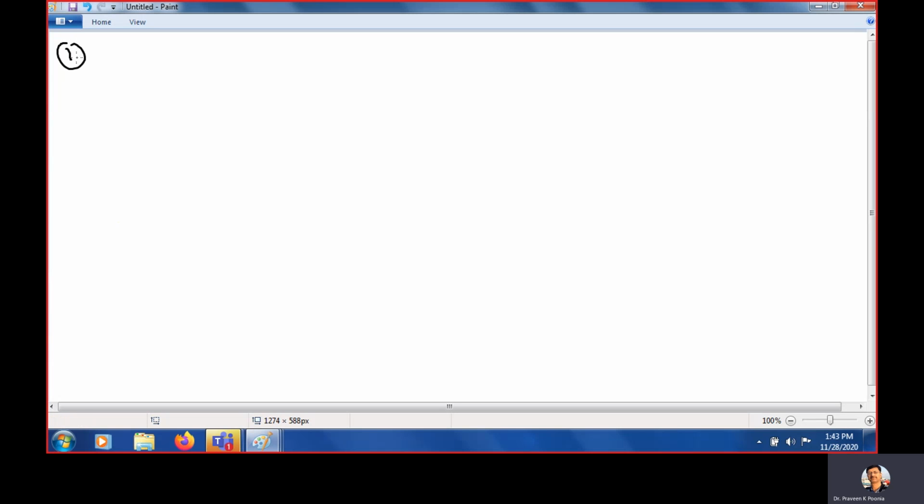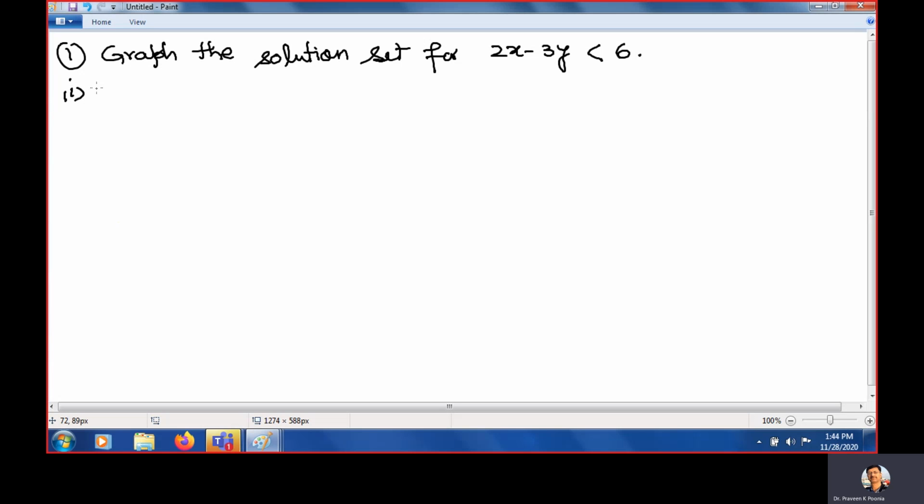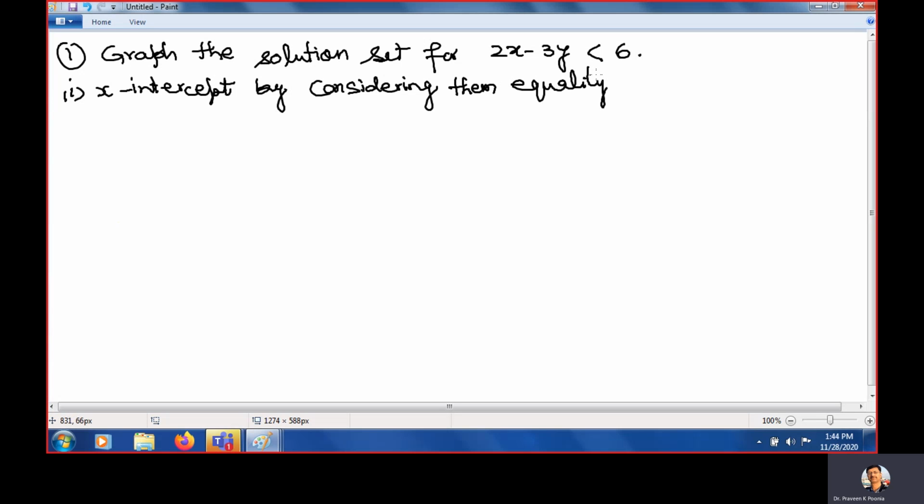Example number 1: graph the solution set for 2x minus 3y less than 6. This is the equation. Clear? How are we going to do it? First, we will find the x-intercept, by considering equality. Equality means first we will take 2x minus 3y equal to 6.